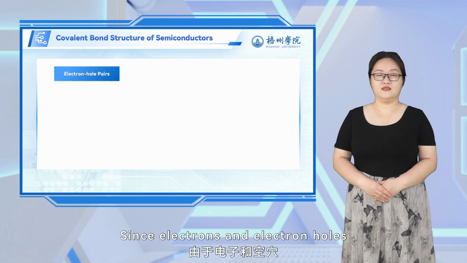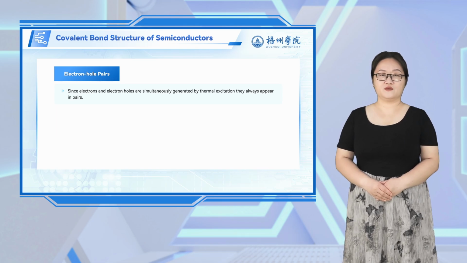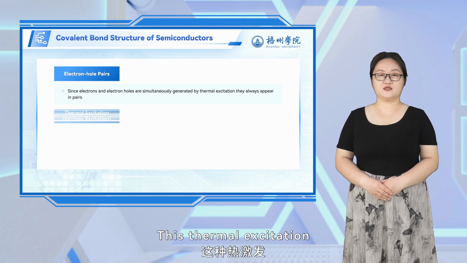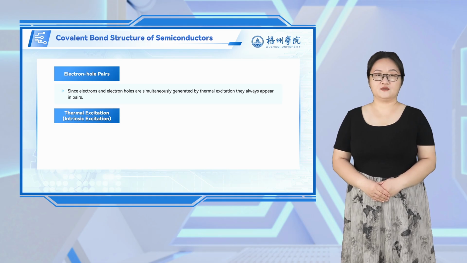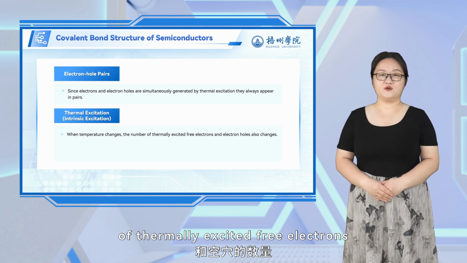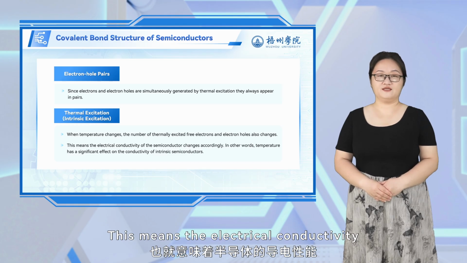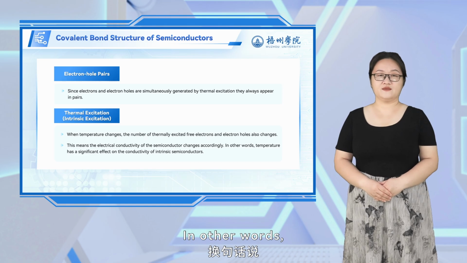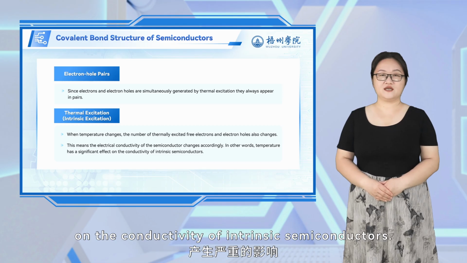Since electrons and electron holes are simultaneously generated by thermal excitation, they always appear in pairs and are called electron-hole pairs. This thermal excitation is also referred to as intrinsic excitation. When temperature changes, the number of thermally excited free electrons and electron holes also changes. This means the electrical conductivity of the semiconductor changes accordingly. In other words, temperature has a significant effect on the conductivity of intrinsic semiconductors.